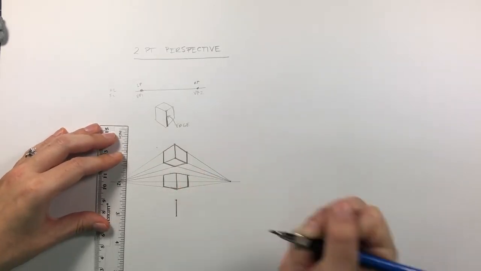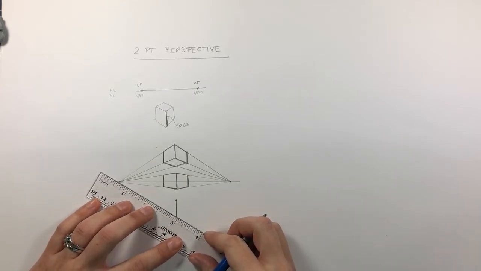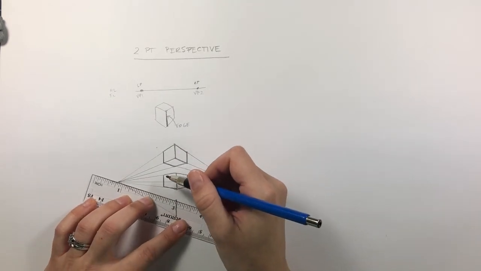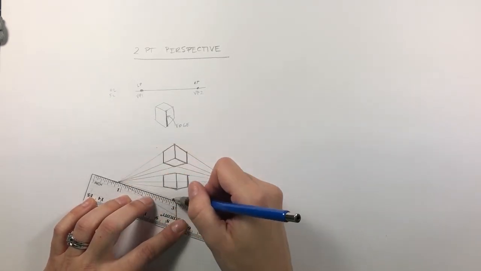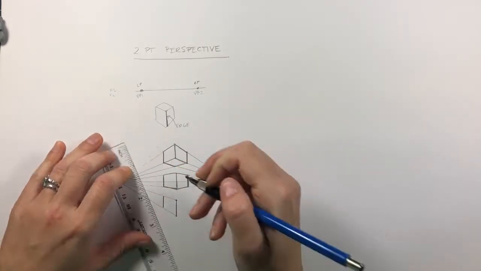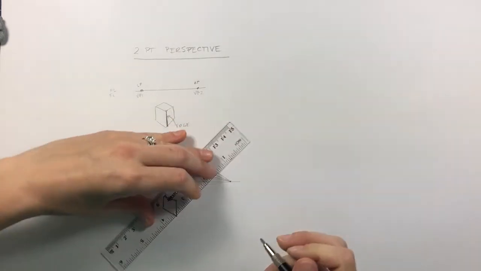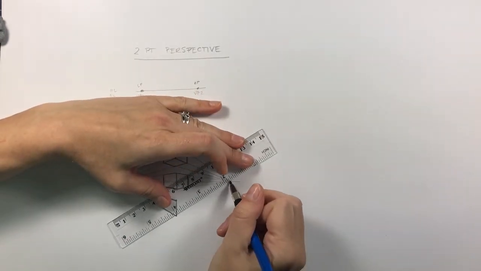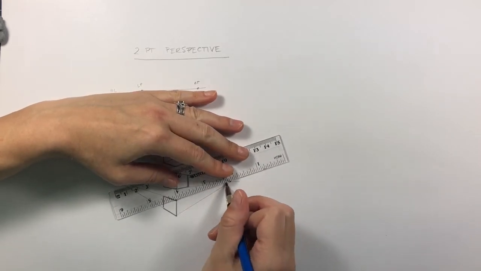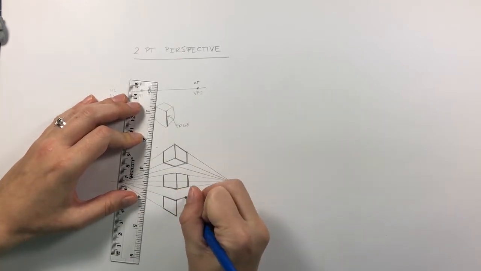Starting with our closest edge to us. Gonna draw converging lines. Let's find our back edge. I'll just line it up with these two to keep things easy. And then this side, figure out where this edge is.